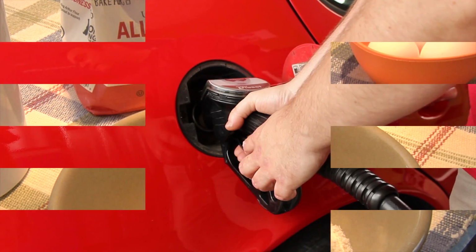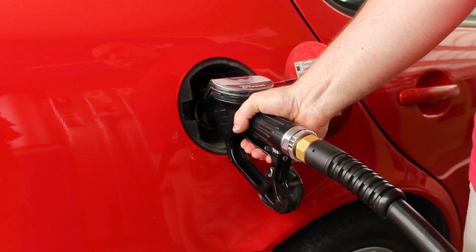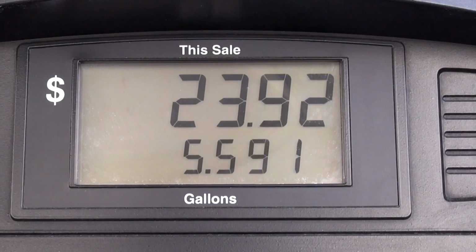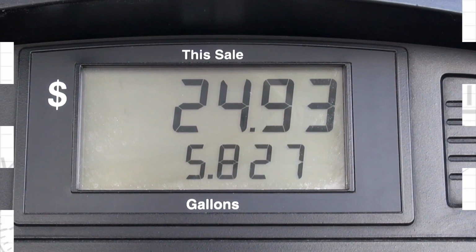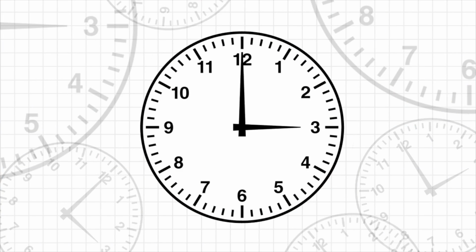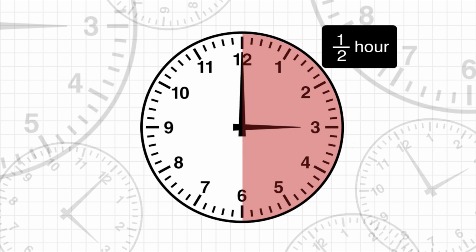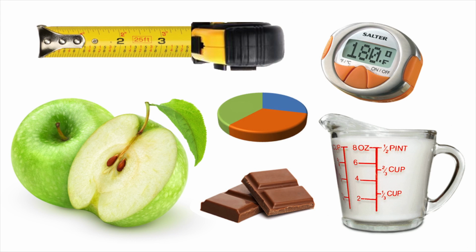Fractions can help save money if we want to fill only half a tank of gas. We can save time by understanding a clock's time is divided into fractions, whether a half hour, quarter hour, or each minute, which is a 60th of an hour. Fractions are useful in so many ways.